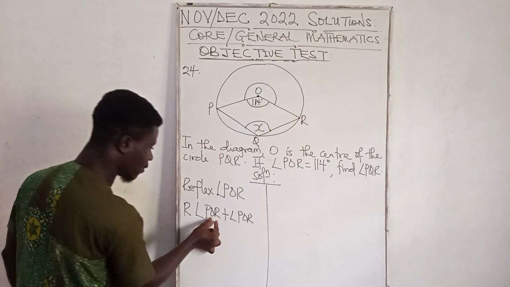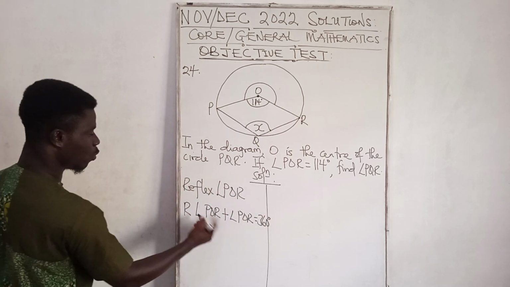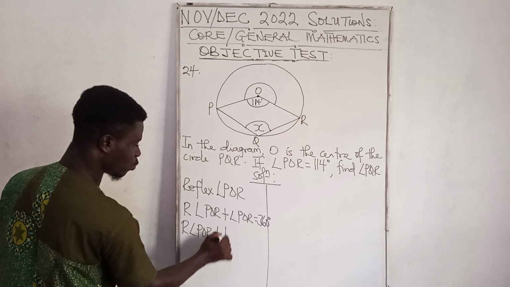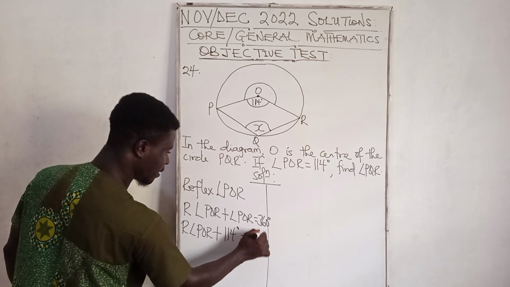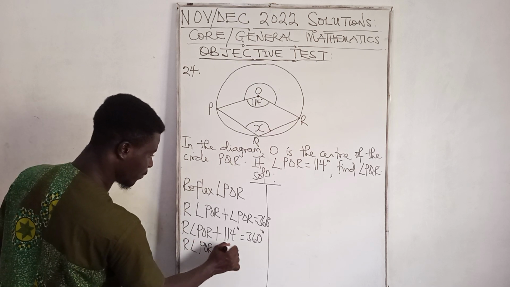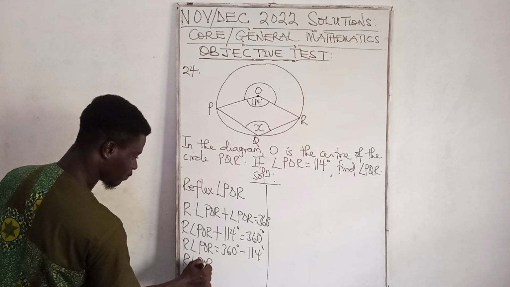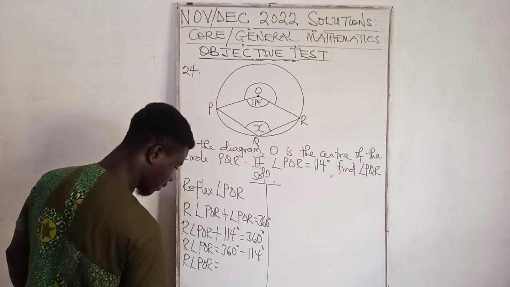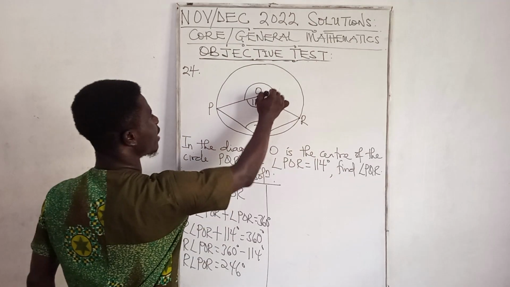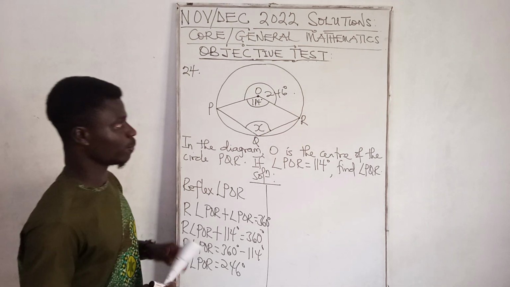So reflex angle POR plus angle POR must be equal to 360 degrees. So I want my reflex angle POR plus angle POR, which is 114 degrees, equals 360 degrees. So reflex angle POR must be equal to 360 degrees minus 114 degrees, which is 246 degrees. So here is 246 degrees. That's the reflex angle POR.